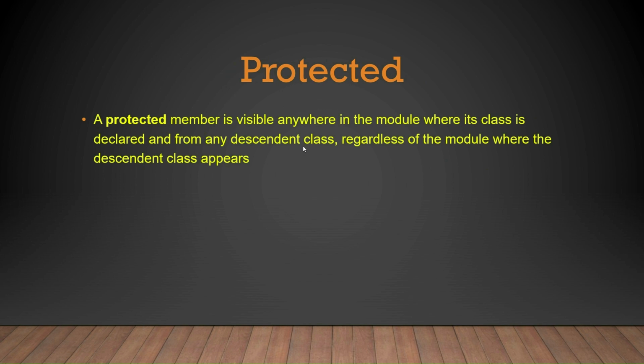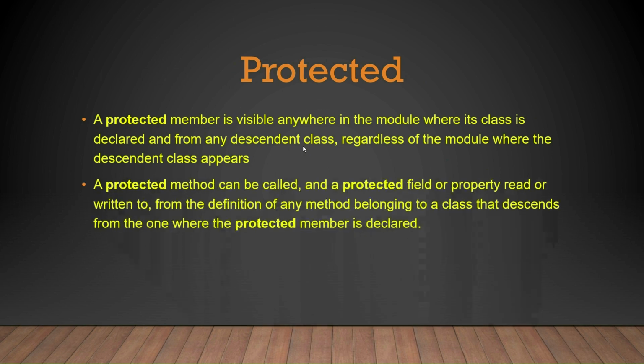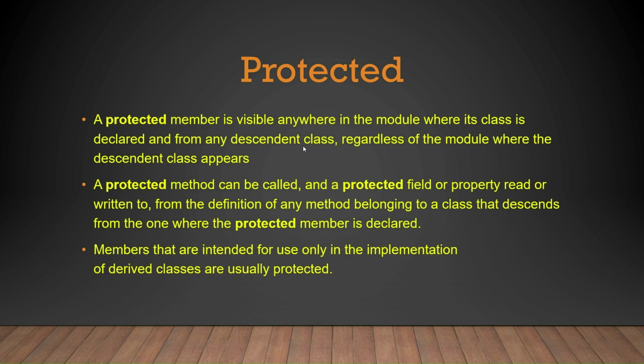Now protected. Protected members are visible anywhere in the module where the class is declared, and from any descendant class, regardless of the module where the descendant class appears. So a protected method can be called, and a protected field or property read or written to, from the definition of any method belonging to a class that descends from the one where the protected member is declared. Members that are intended for use only in the implementation of derived classes are usually protected. And how do we declare a protected member? You can see it here.